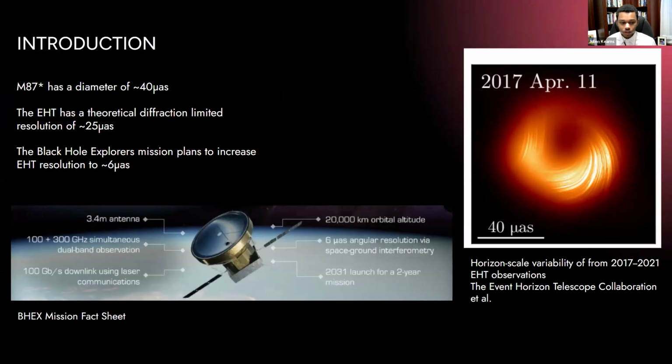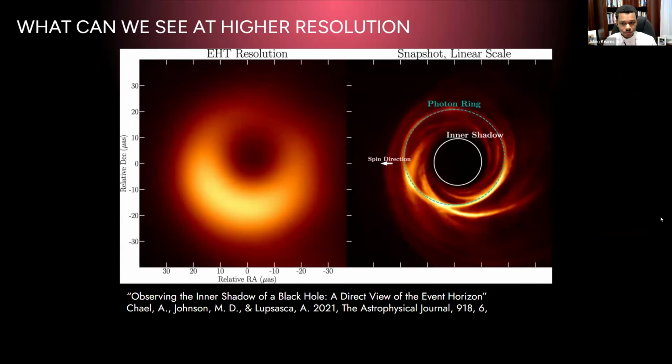The first target of the Event Horizon Telescope, M87 star, has a diameter in the sky of about 40 microarcseconds, whereas the EHT has a theoretical limiting resolution of 25 microarcseconds. And excitingly, the BEX mission plans to increase this resolution to about 6 microarcseconds. And so at these resolving scales, we'll be able to resolve a few key image features that we haven't before, and we'll be able to do some cool science with that.